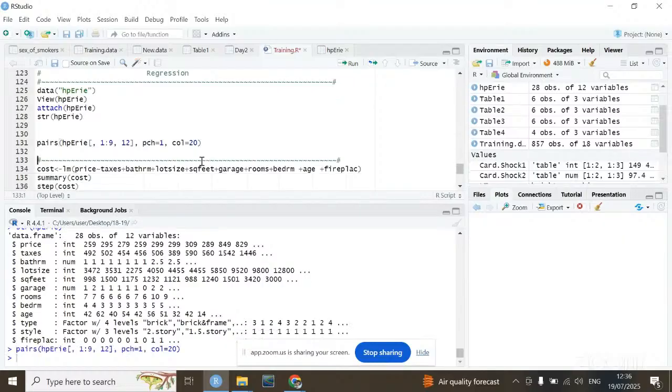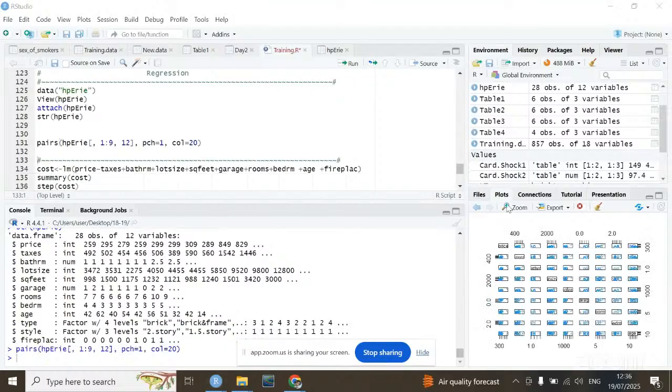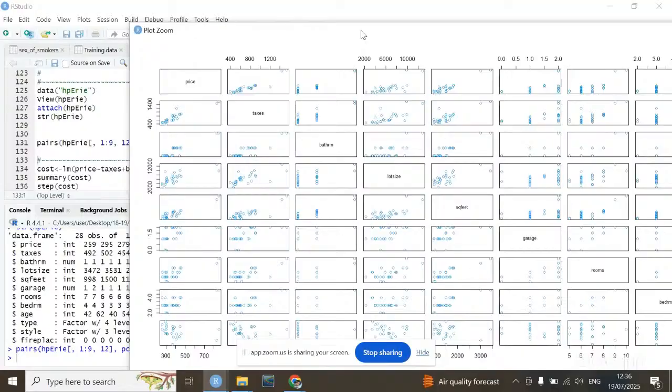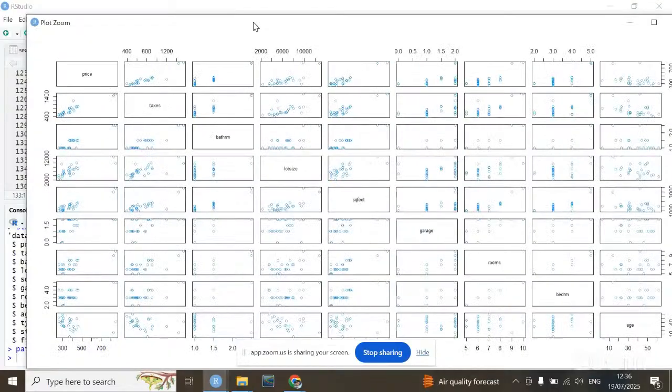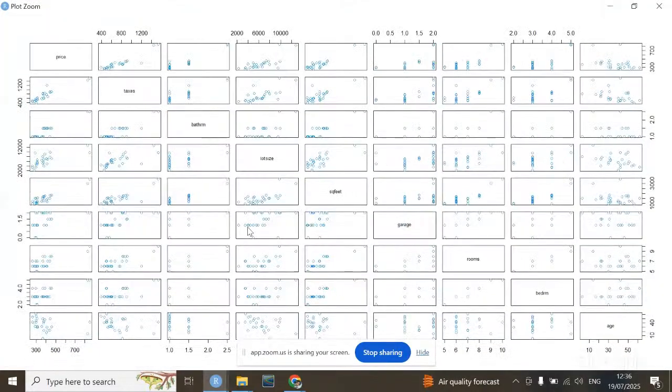Then you run. So this is how the data looks. When you look at the association between the price and tax, there's some kind of association.